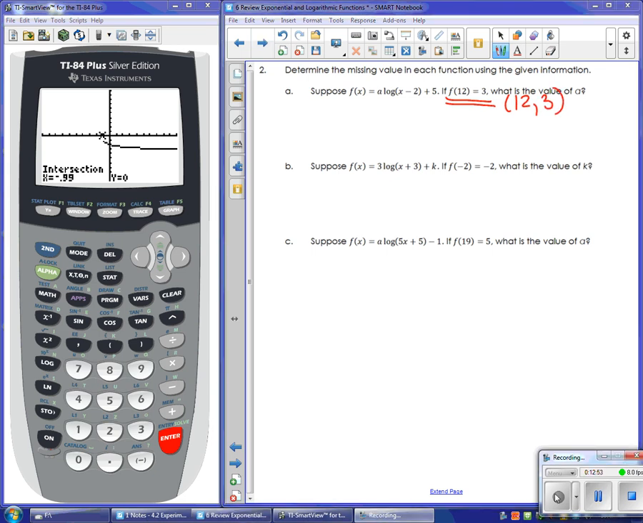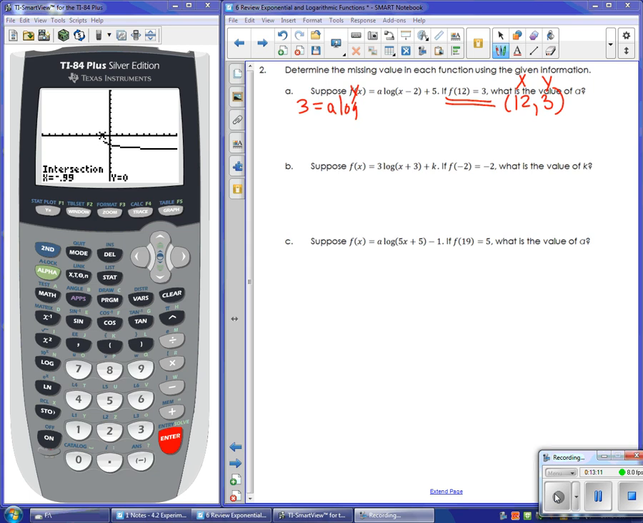And so if we've got the ordered pair 12, 3, that gives me a value for x and a value for y. If I substitute that information into the equation, then I can figure out the value of a. So remember, f of x is the same as y. So I'm going to plug in a 3 for that side of the equation. I don't know the value of a, so I'm just going to leave it there.